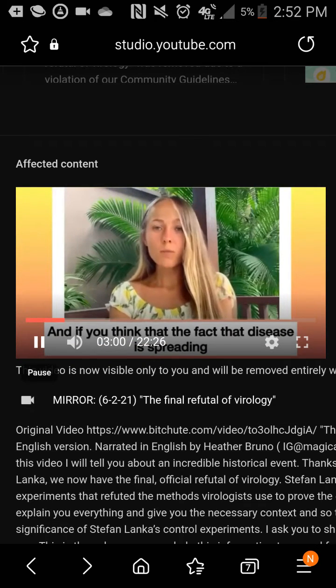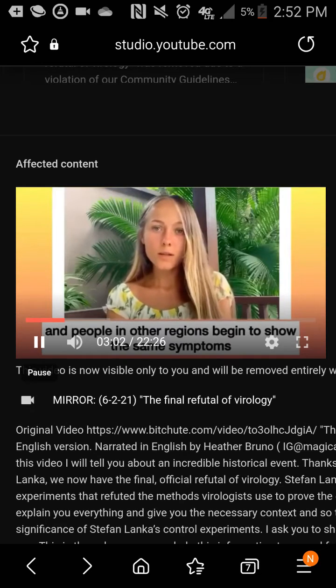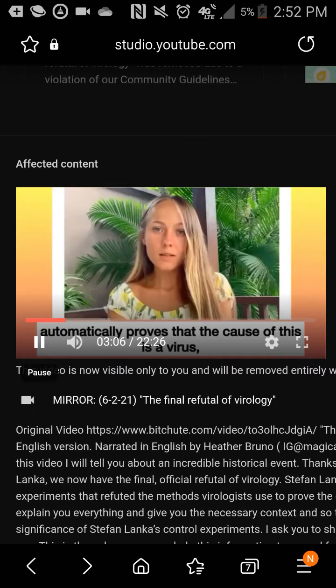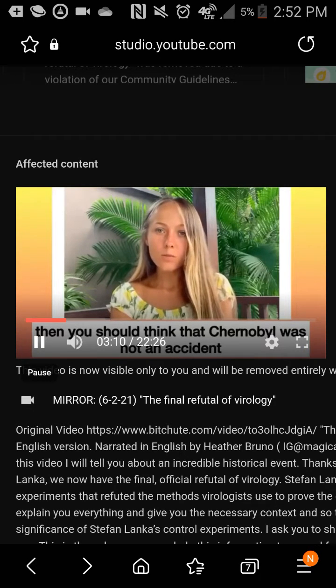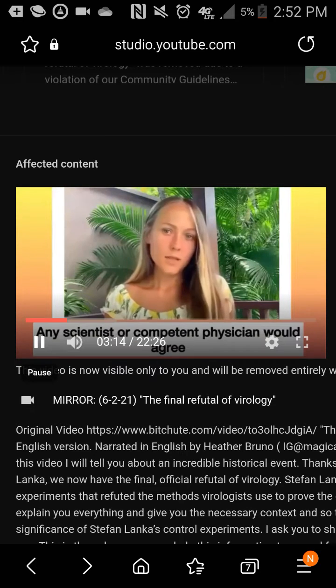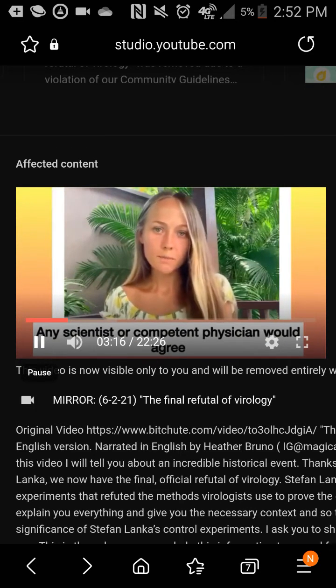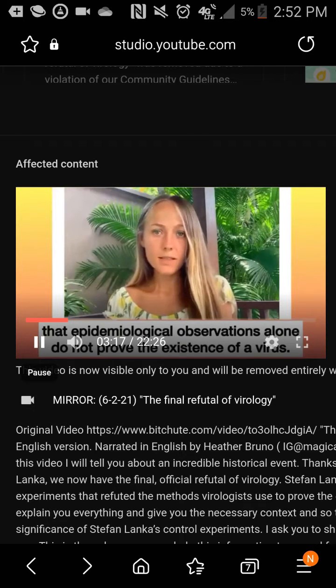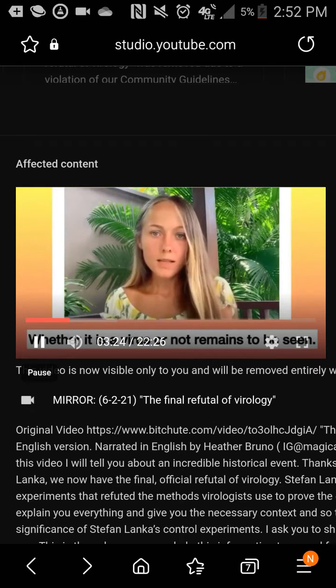And if you think that the fact that disease is spreading and people in other regions begin to show the same symptoms automatically proves that the cause of this is a virus, then you should think that Chernobyl was not an accident at a nuclear power station, but a virus. Any scientist or competent physician would agree that epidemiological observations alone do not prove the existence of a virus. Whether it is a virus or not remains to be seen.